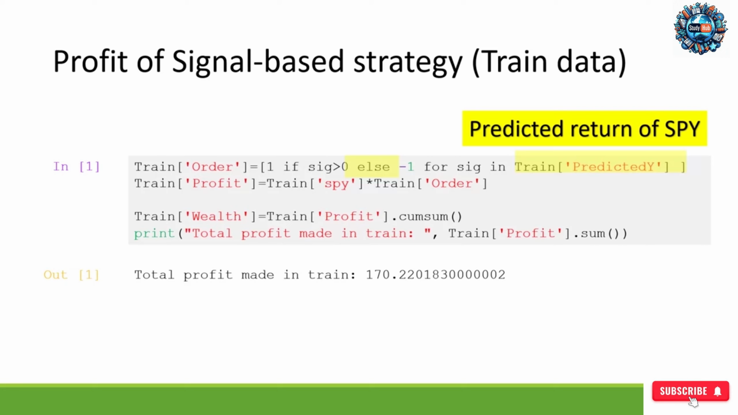Daily profit is computed in the column profit. Finally, we can compute accumulated profit and save it in the column of wealth. Total profit in these 1,000 days is $170.